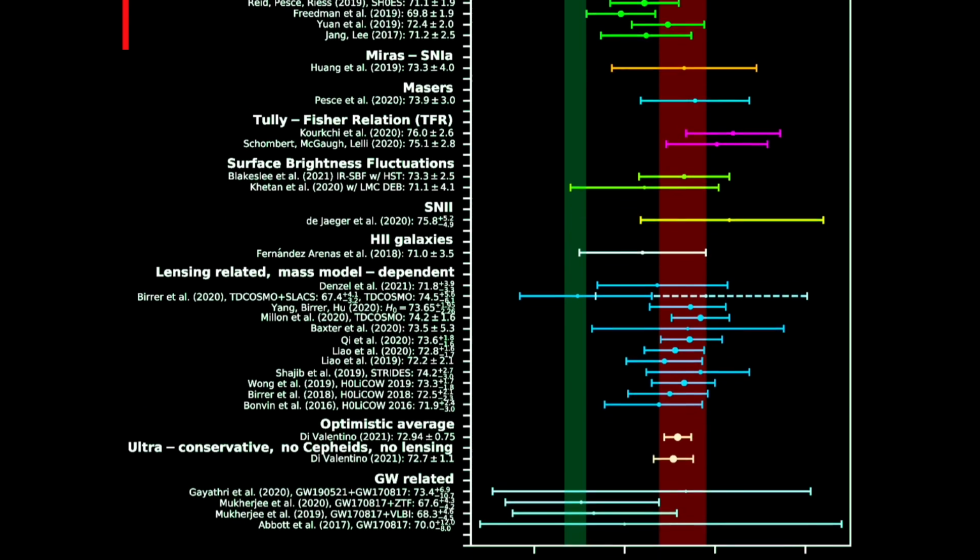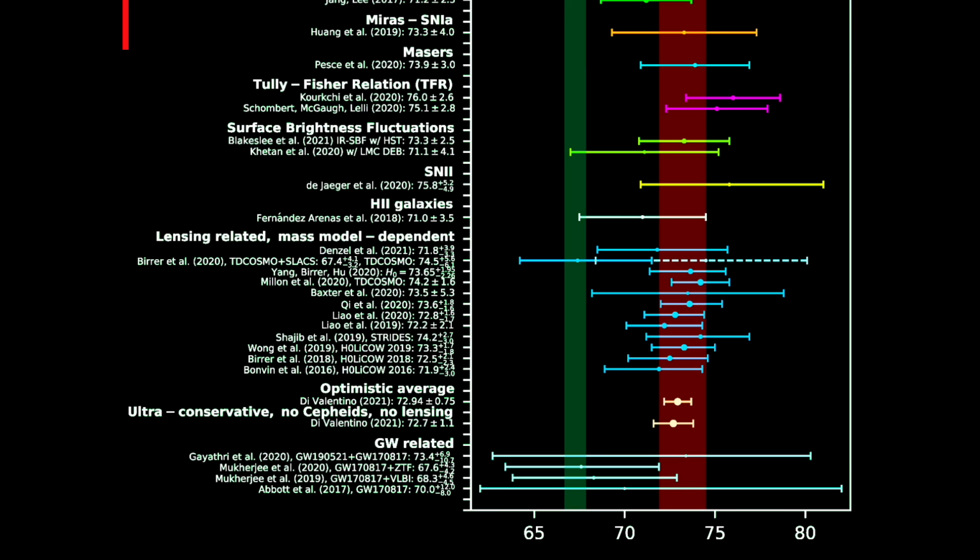And if we scroll down and see other things, different kinds of standard candles, such as Miras, Masers, the Tully-Fisher relation, surface brightness fluctuations, type 2 supernovae, the brightest HII regions in galaxies, and lensing related and mass-model dependent lensing models, meaning gravitational lensing of objects. We see that these direct measurements of H0 lead us to roughly, with the most optimistic average, 73 kilometers per second per megaparsec. Those are direct measurements where we don't have to infer anything.